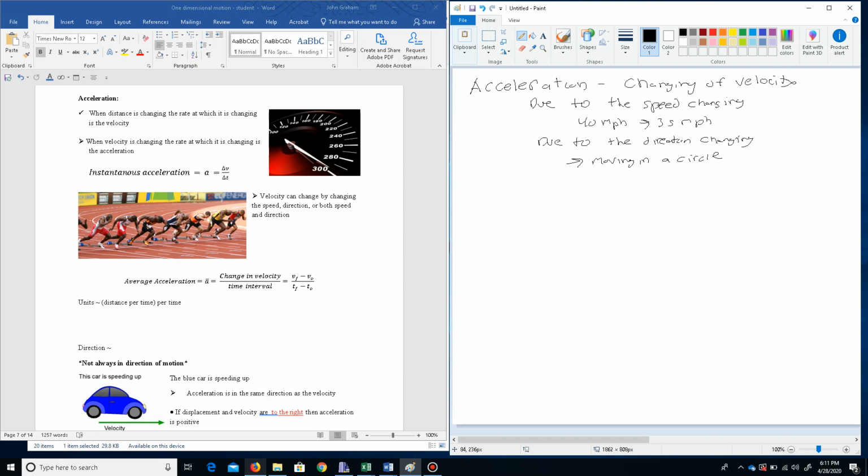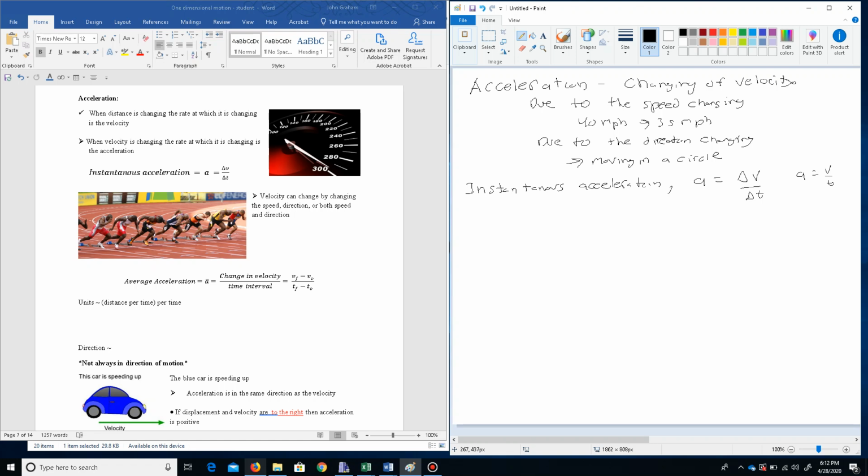Alright, so when the distance is changing, the rate at which it is changing is the velocity. When the velocity is changing, the rate at which it is changing is the acceleration. So we want to look at instantaneous acceleration, which we're going to label A. It's going to be equal to the change in velocity over change in time. A lot of times you may just see this written as A equals V over T.